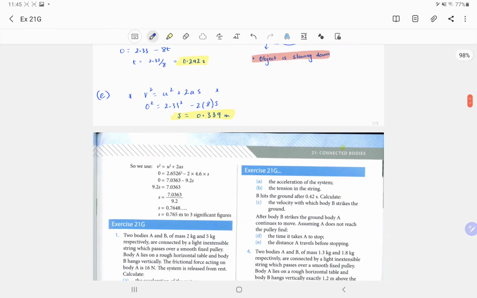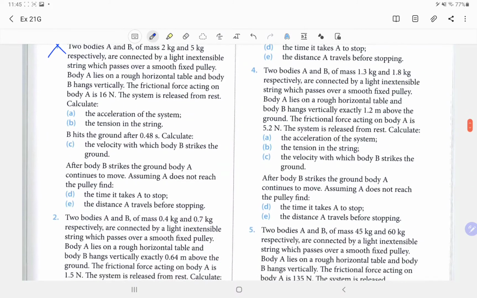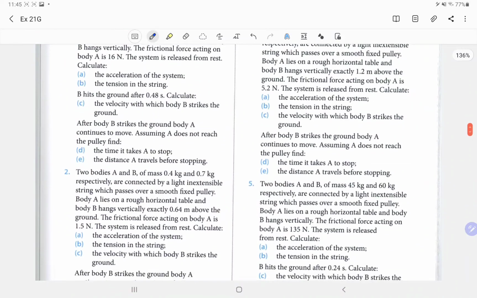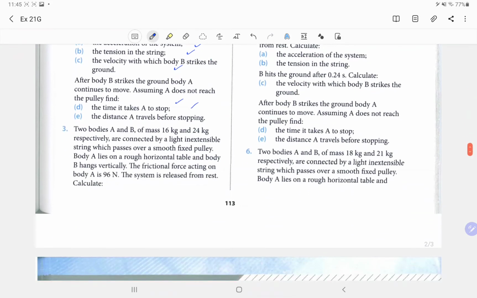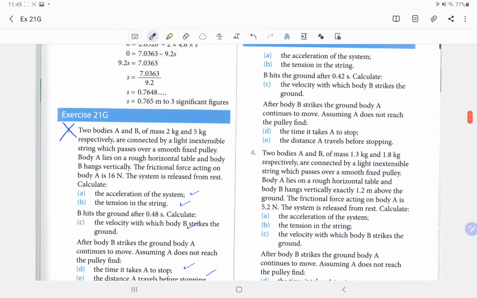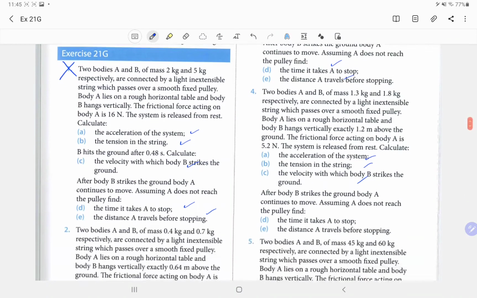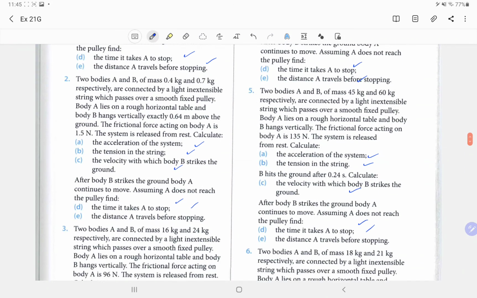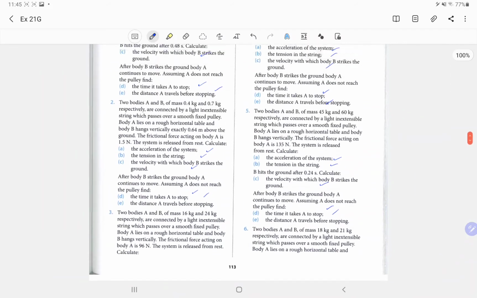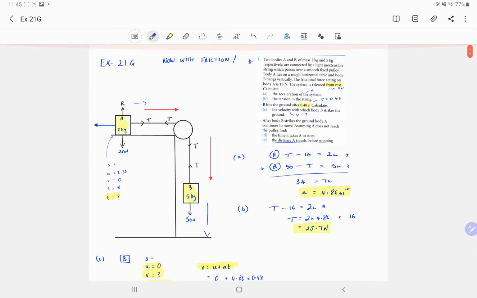So all of these questions are very similar. That was question 1 that I've just done. Question 2, look at, there's 5 parts: acceleration, tension, velocity, time, distance. So here we go: acceleration, tension, velocity, time, distance. Question 3, acceleration, tension, velocity, time, distance, and so on. So all the questions are very, very similar. So work your way through those, and I will put up solutions to them later in the week.